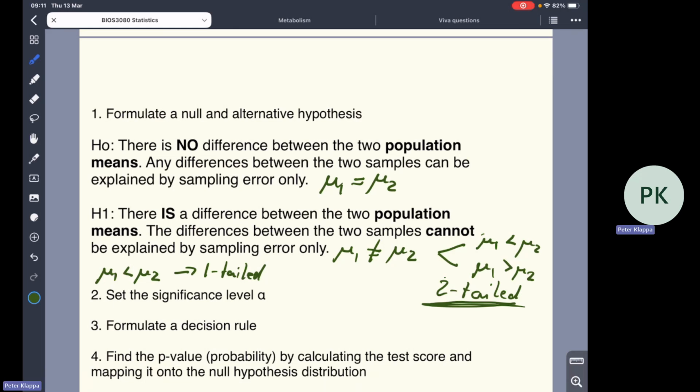Okay, so we've set up our null hypothesis. Next one is to set the significance level alpha. What is our willingness to commit a type 1 error? I would simply say, let's set this to 5% or 0.05. That is standard.